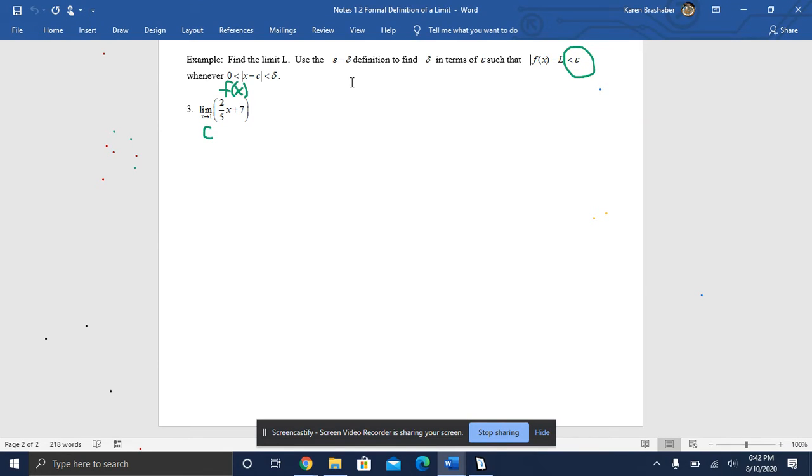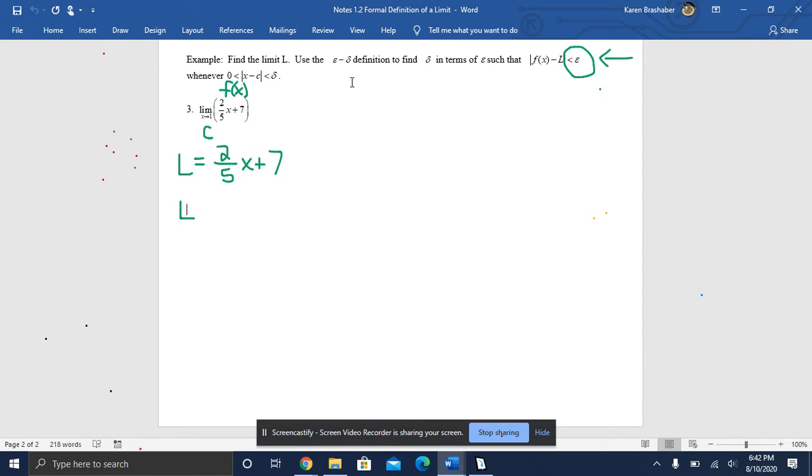Okay, our last problem is much like our first one in this section, except for the fact that this time your epsilon is just the symbol epsilon, so not giving you a numerical value, but the procedure will still be the same. So we'll set our limit equal to our function 2/5 x plus 7.